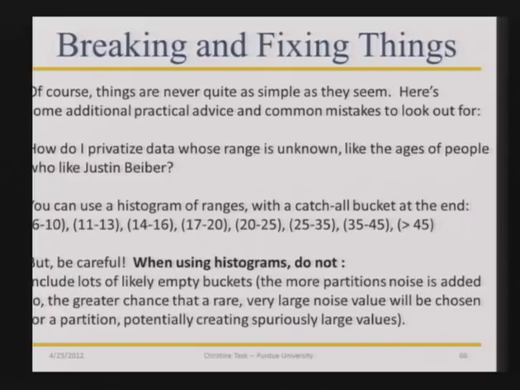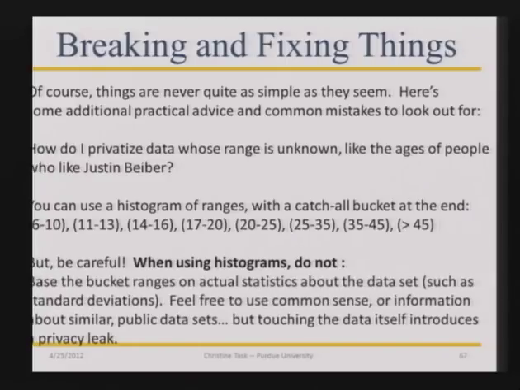But when you're doing this, you can't use actual statistics about the data to choose your bucket ranges. And why not? Because that's another query. You would have to privatize it too. Now, you can use privatized statistics about your data to choose your bucket ranges, but by the time you've done that, you're adding a lot of queries. You may be adding a lot of noise to the data. That's a problem. So what you have to do is use common sense. Or if there is a publicly available data set that would be similar, you can base your estimates on that.